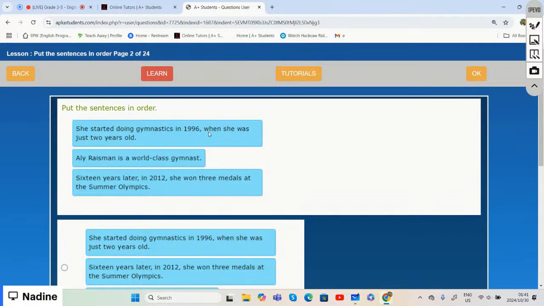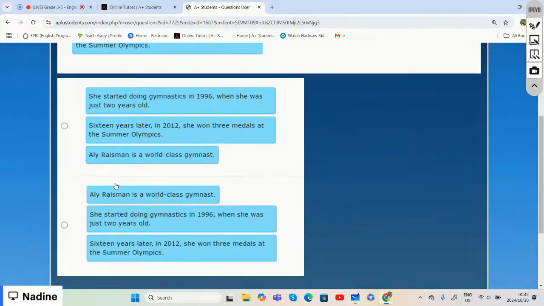The next one says we need to put these sentences in order. She started doing gymnastics in 1996 when she was just 2 years old. Ellie Reisman is a world class gymnast. And the last one says 16 years later in 2012, she won 3 medals at the Summer Olympics. We need to put that in order, either option one or option two.